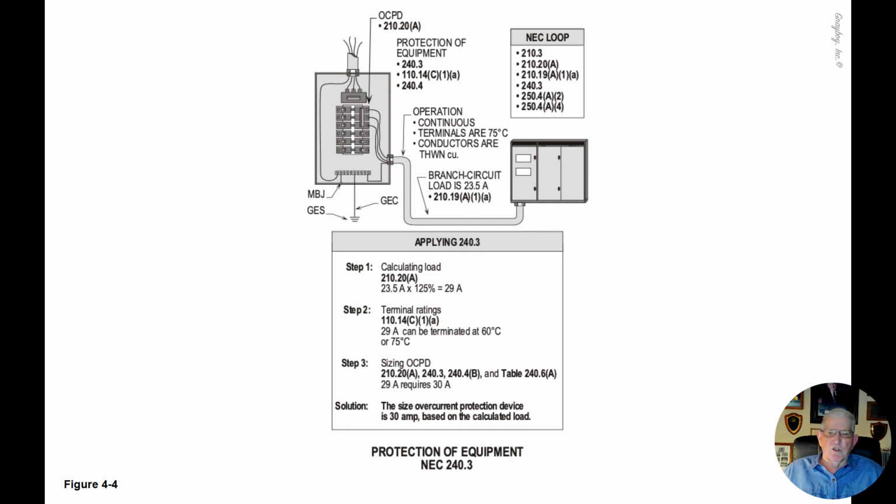So the solution and the answer to this problem for protection of equipment is the overcurrent protection device must be rated at 30 amps based upon the calculated load, and that's what our figure 4-4 is illustrating.